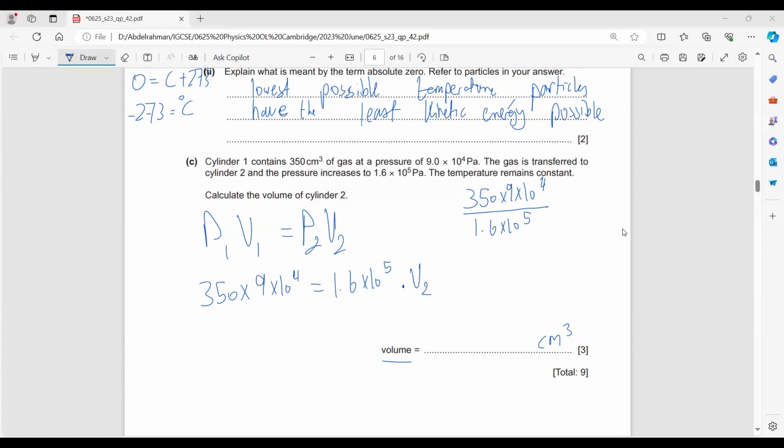Just 1 second. Can someone solve it? We got 196.875, so 197 centimeters cubed. Okay, that's easy. Good.